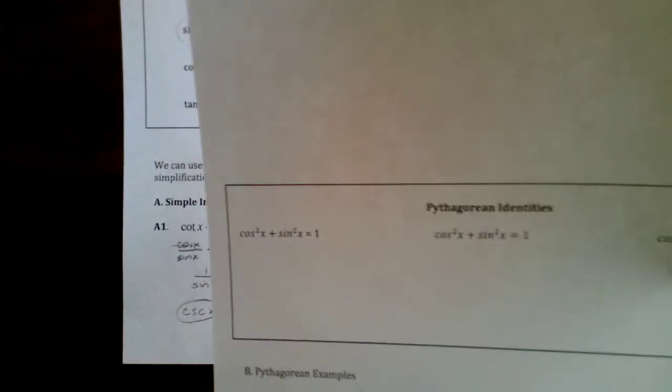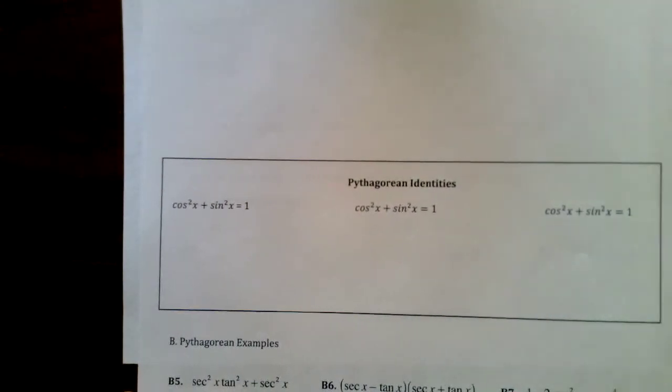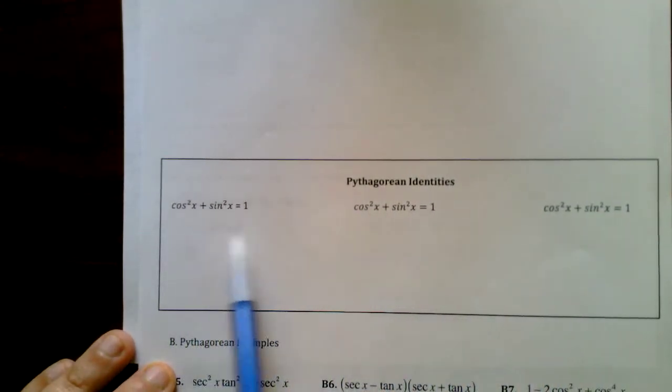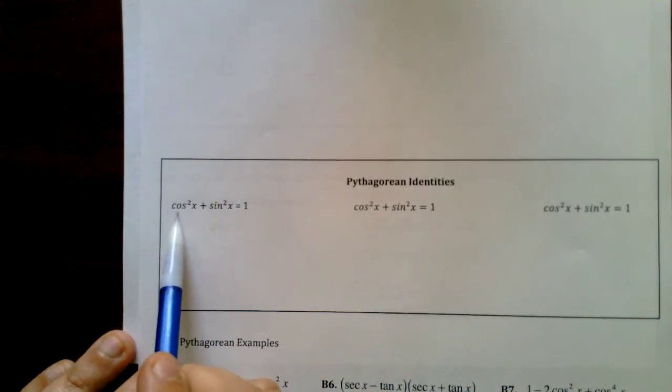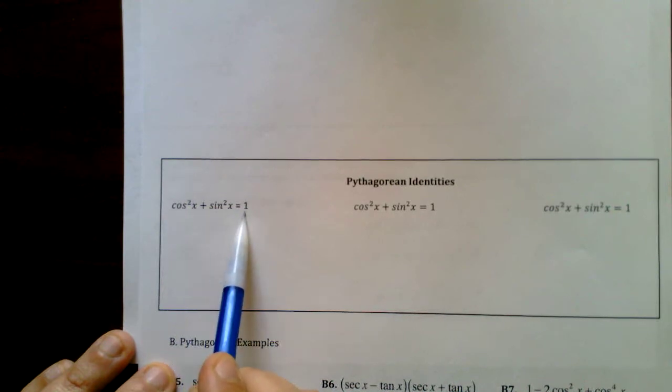So if I look at my next page of notes, I have these Pythagorean identities that are here. Okay, I know it looks the same. We will manipulate the last two in a few minutes. But this is cosine squared plus sine squared equals 1.